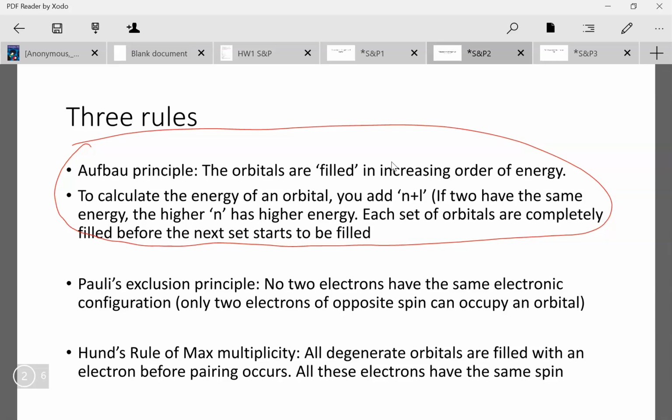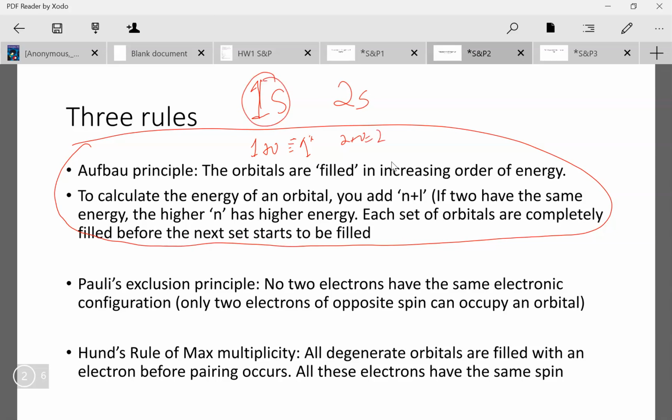Now, there's two ways to find out how to calculate the energy of the orbital. You have to add the n plus the l value. So for a 1s, the n value is 1, the l value is 0. This has an energy meter of 1. Again, this 1 doesn't correspond to its actual energy level. It's a representative number that tells you relatively how much energy it has, compared to a 2s orbital, which has 2 plus 0 equals 2. So that is relatively higher energy.